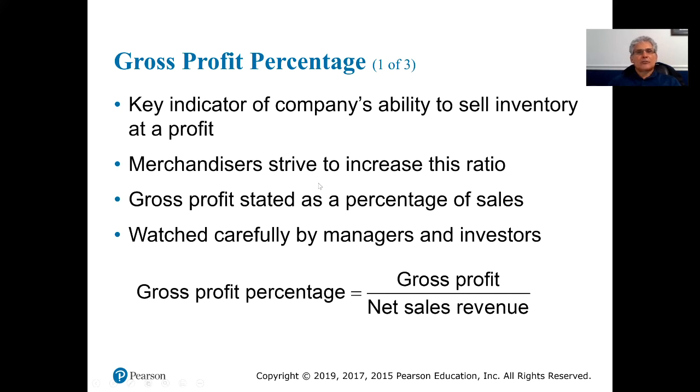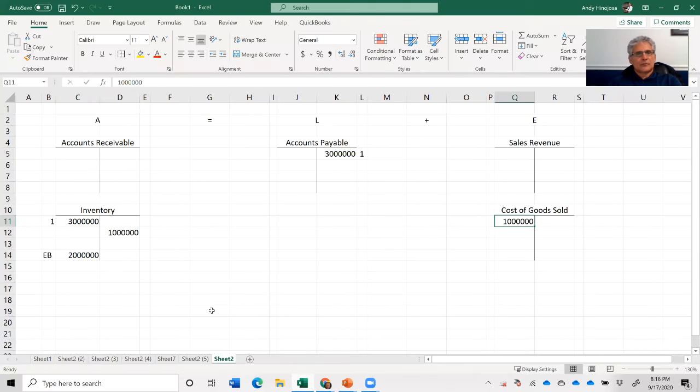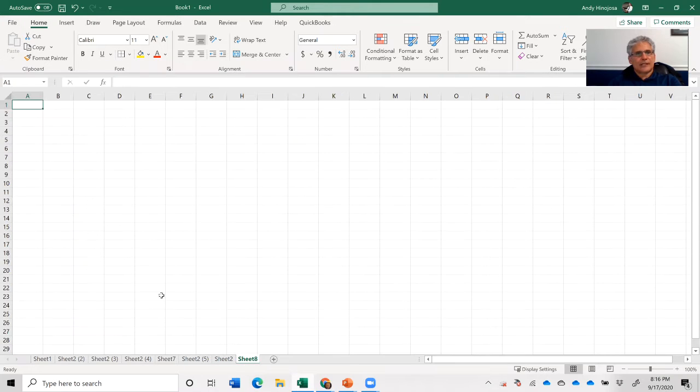A merchandiser strives to increase this ratio. Gross profit stated as a percentage of sales is watched carefully by managers and investors. So what we're going to do is take the gross profit percentage. It's pretty easy to compute. You'll take whatever your gross profit is, and you'll divide it by your net sales. So let's go ahead and look at an example here.